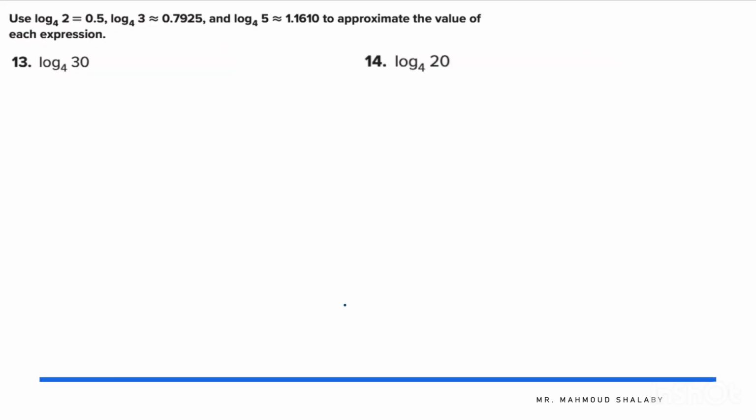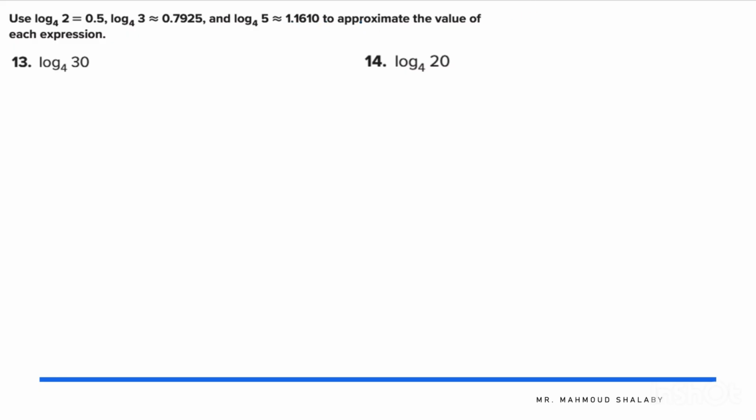All right, now we have a different type of questions, and remember, ya shabab, in this question he will provide you with some values or given values of logarithms. Log 2 to the base 4 equals 0.5. Log 3 to the base 4 is approximately equal to 0.7925. Log 5 to the base 4 is approximately equal to 1.1610.